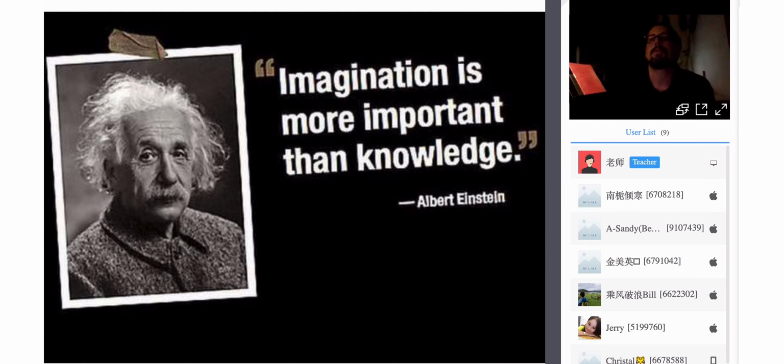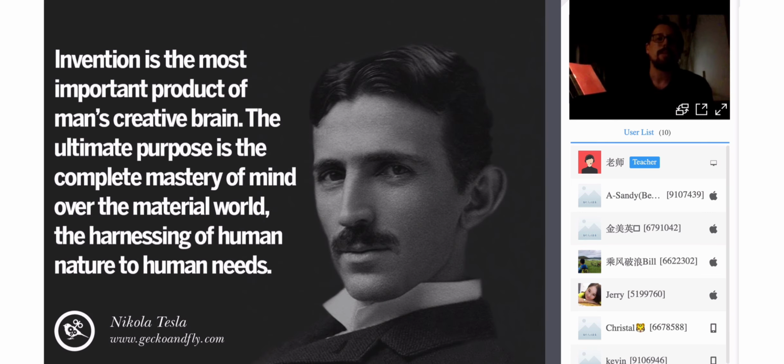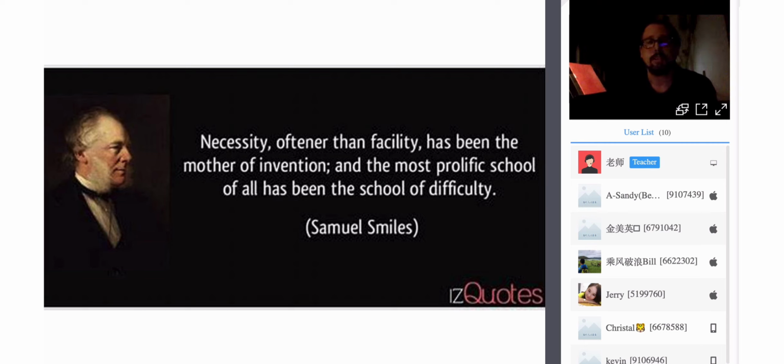Quotes by famous inventors. Imagination is more important than knowledge. Invention is the most important product of man's creative brain. The ultimate purpose is the complete mastery of mind over the material world, harnessing of human nature to human needs. Necessity, oftener than facility, has been the mother of invention. Necessity is the mother of invention.